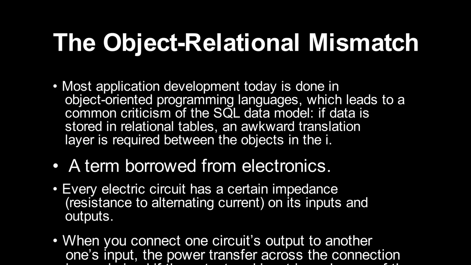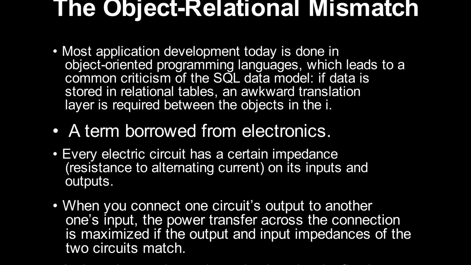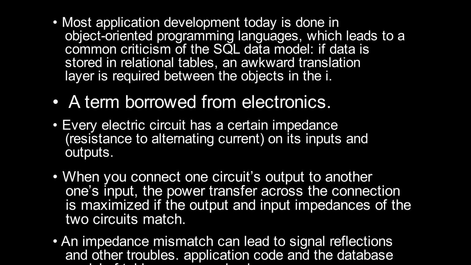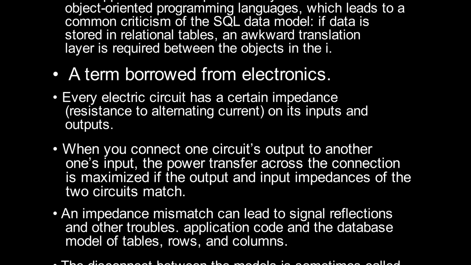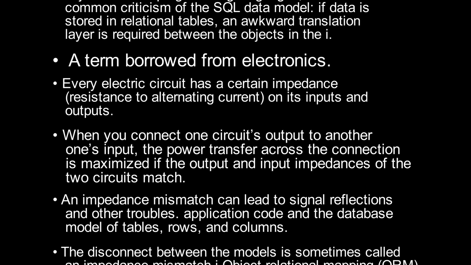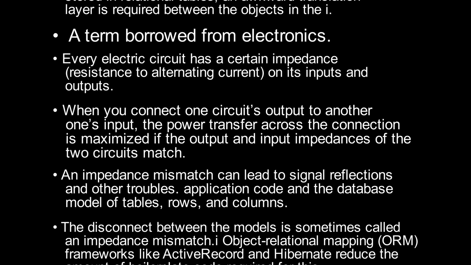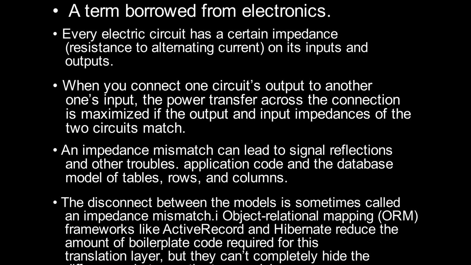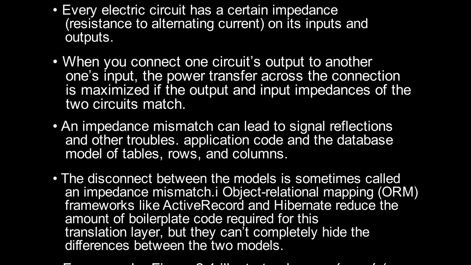Every electric circuit has a certain impedance, resistance to alternating current, on its inputs and outputs. When you connect one circuit's output to another one's input, the power transfer across the connection is maximized if the output and input impedances of the two circuits match. An impedance mismatch can lead to signal reflections and other troubles. Application code and the database model of tables, rows, and columns. The disconnect between the models is sometimes called an impedance mismatch.